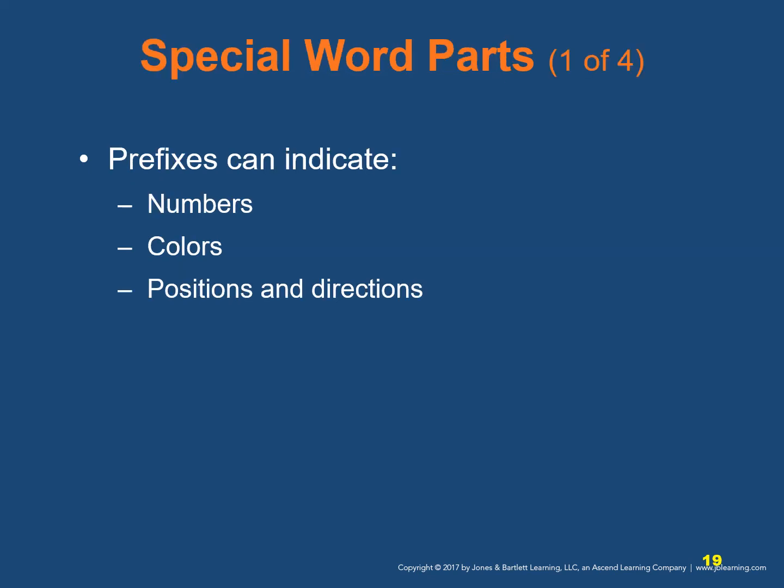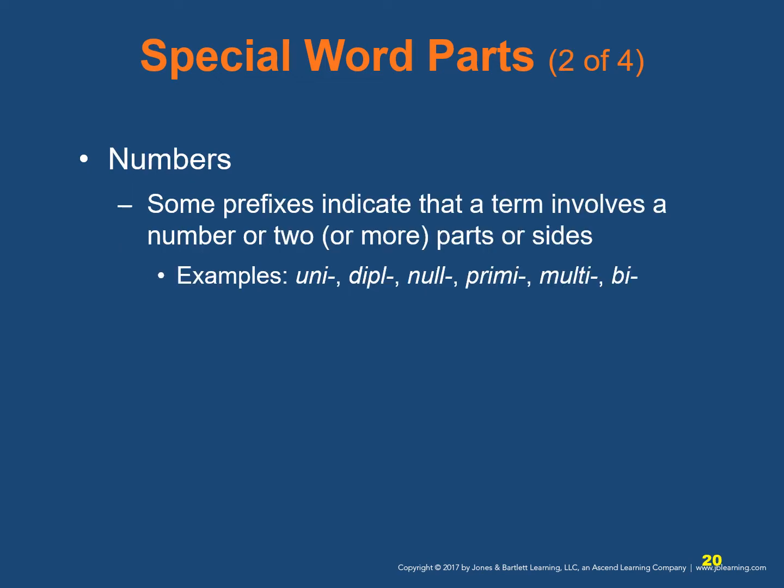Prefixes can be used to indicate numbers, colors, and positions and directions. Let's discuss the numbers aspect. Several prefixes are used to indicate if a term involves a number, such as half, one or two or more parts, or sides. Examples are uni, di, pla, null, primi, multi, and bi.